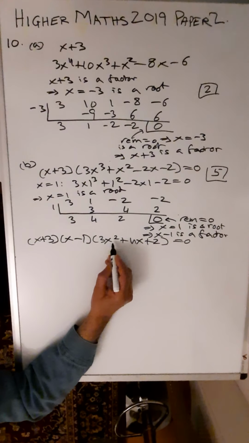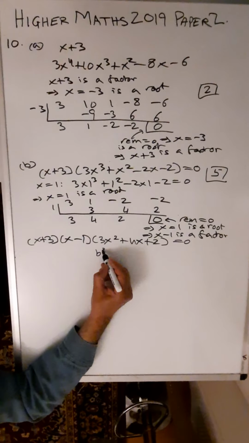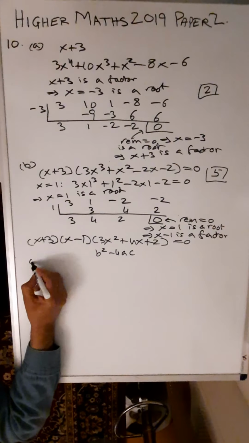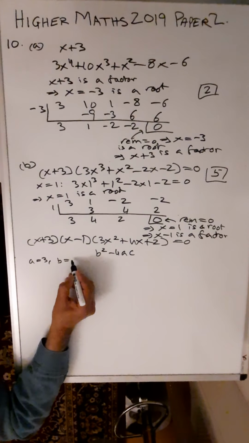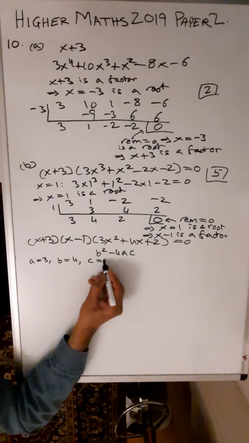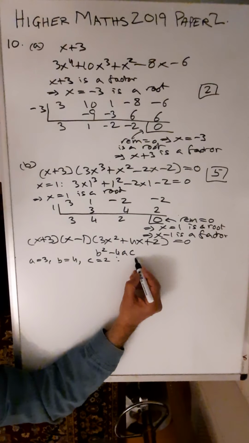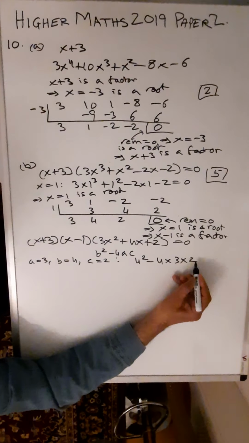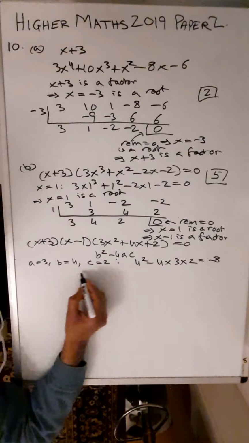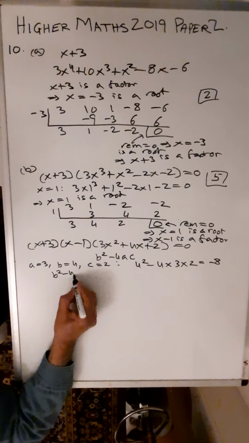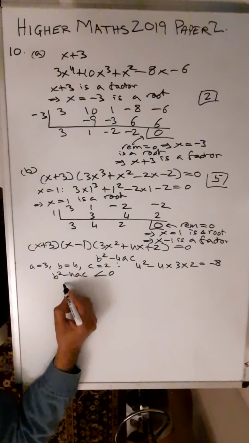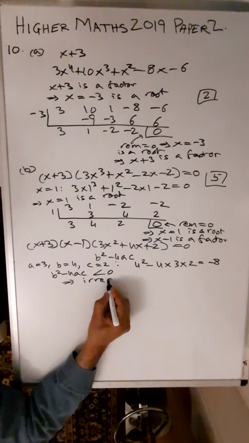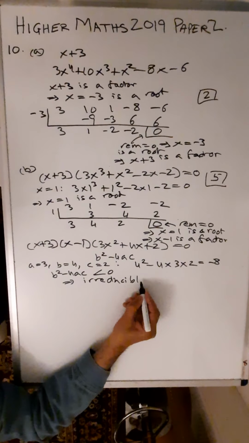If you use the discriminant on this quadratic, b squared minus 4ac, a is 3, b is 4, and c is 2. That means 4 squared minus 4 times 3 times 2 gives you minus 8. b squared minus 4ac is less than 0, which implies that this is irreducible, it cannot be factorized any further.